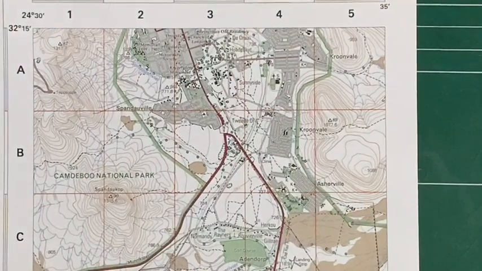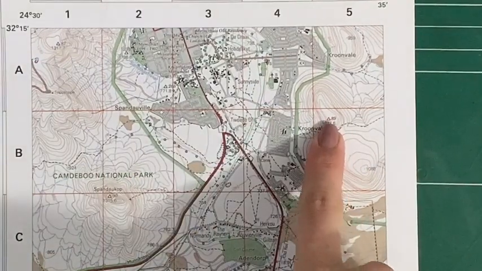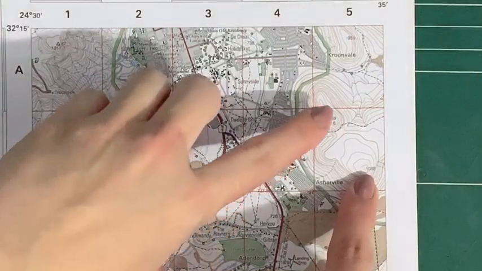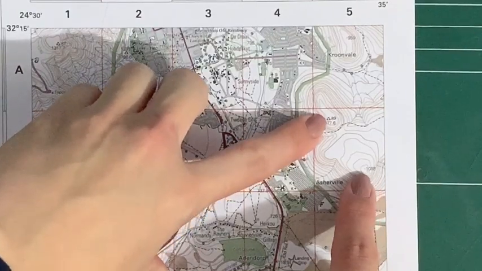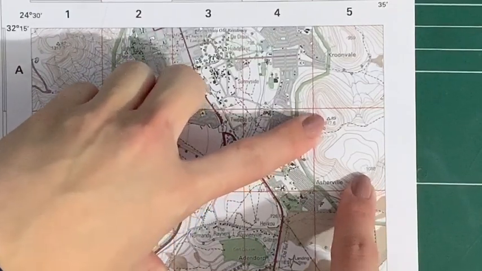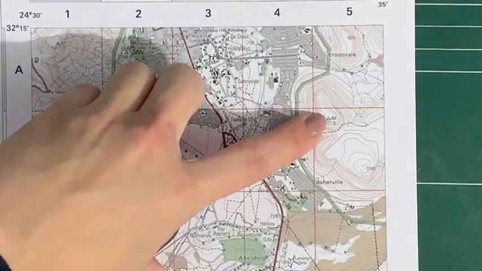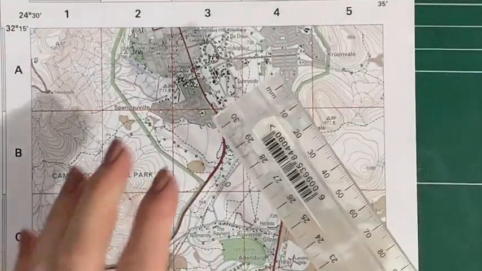Our first question says we need to calculate the distance from trig beacon 89 in B5 to spot height 1088 in B5 as well. So that's the spot height, and there's the trig beacon. And the rule that I always follow, just to try and standardize and make the process a lot easier, is to always measure from the middle of a feature and keep that standard across all types of symbols.